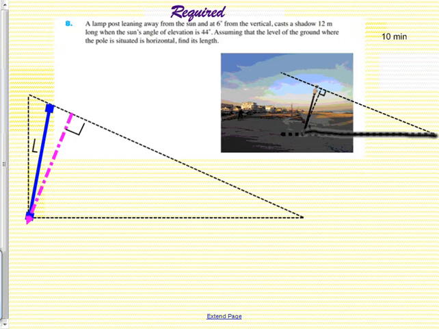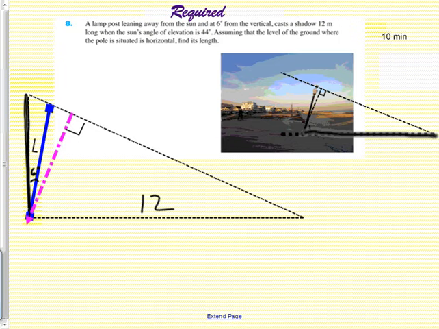A lamppost leaning away from the sun and at 6 degrees from the vertical. So what would vertical be? Vertical would be this. It's not vertical. It's 6 degrees from vertical, which would imply that this little angle right here would be how much? 6 degrees. 6 degrees from vertical. Well, that's not telling you a ton, but we got a lot more we can label here. The shadow is 12 meters long. Okay, 12 meters for the shadow.